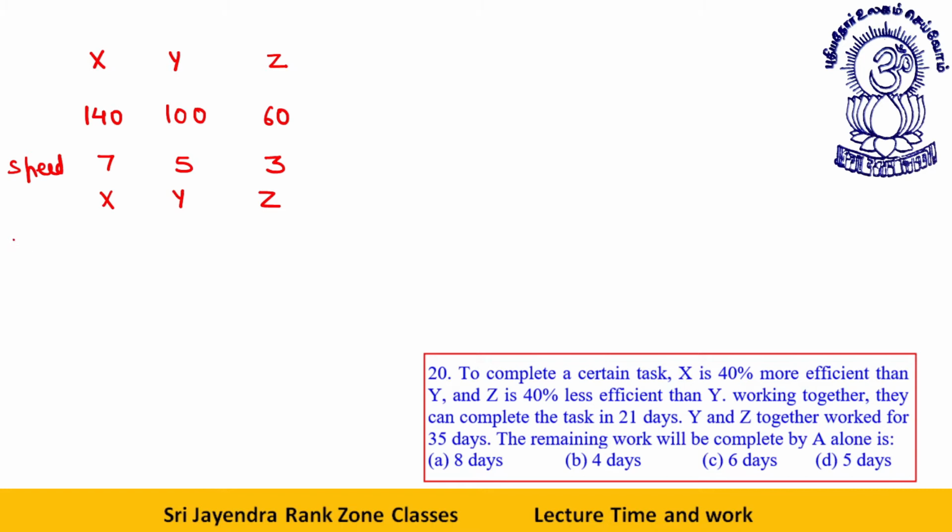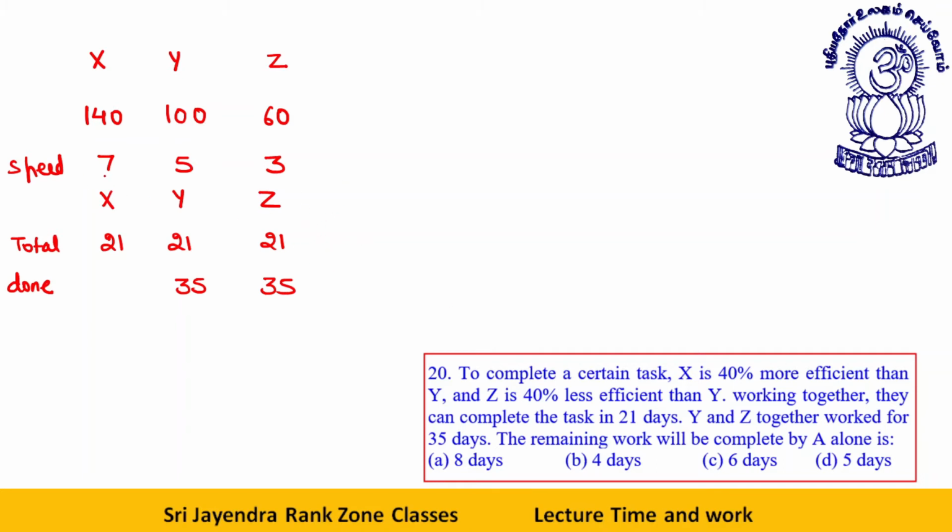Now, let's talk about total work. What is the total work? Working together, they can complete the task in 21 days. So the total work is 21 days of X, 21 days of Y, 21 days of Z. Y and Z together work for 35 days. Okay, portion done. The remaining work will be completed by X alone.